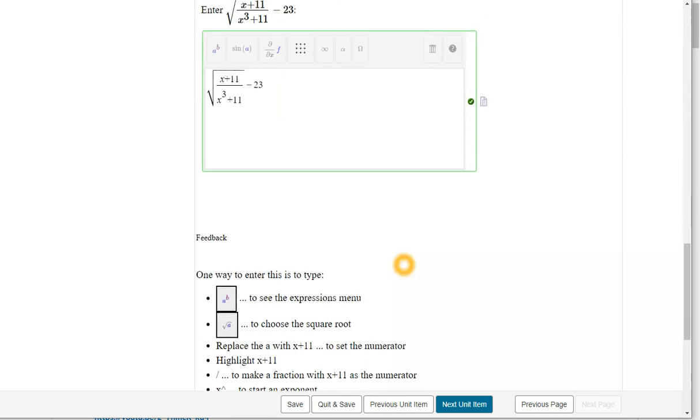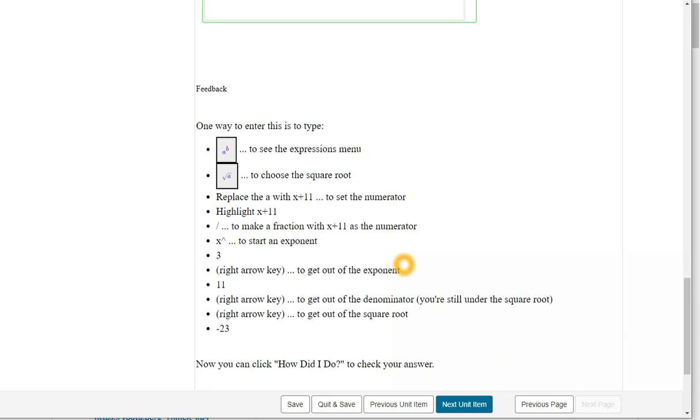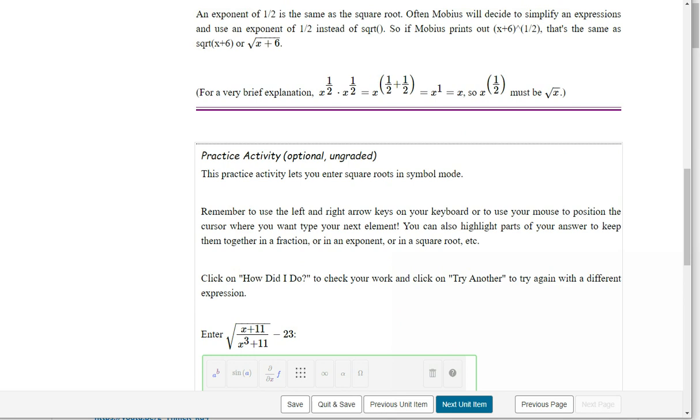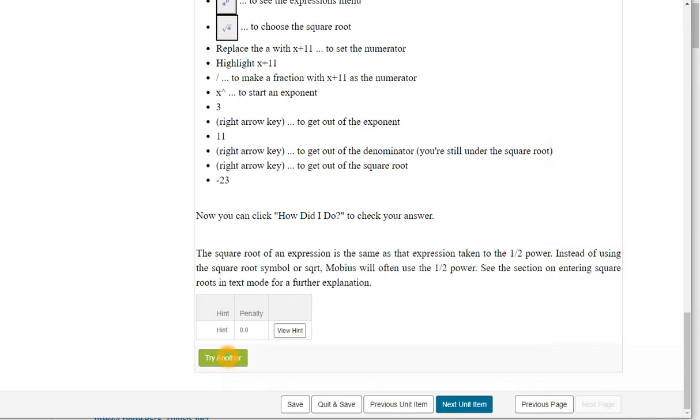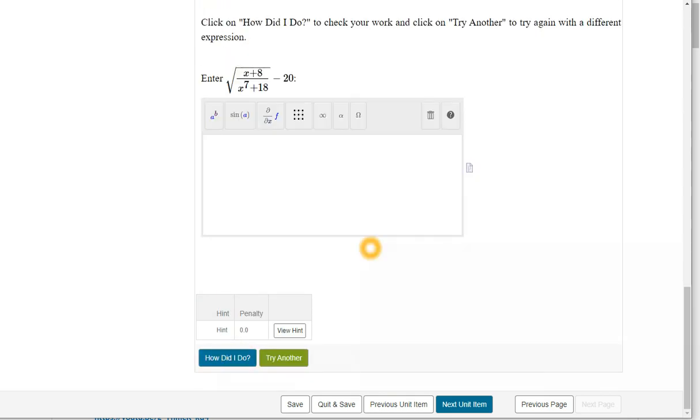Now that's just one way to do it. You can also use the exponent of 1/2 right here, because the square root is the same thing as a power of 1/2, and it says it right here. X to the 1/2 is the same thing as the square root of x. So if I wanted to, I could hit, hey, let's try another.